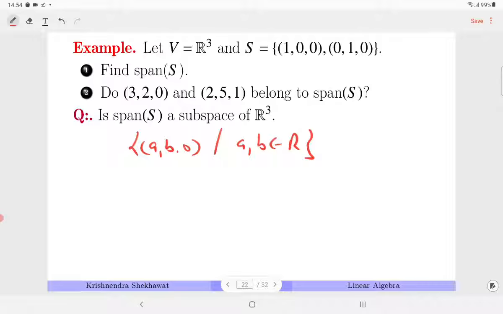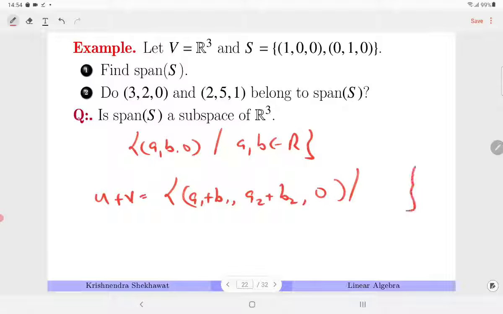Consider two vectors u and v. So u is equal to (a1, b1, 0), v is equal to (a2, b2, 0). You add them. So u plus v looks like (a1 plus a2, b1 plus b2, 0), which again belongs to span S, and so on. So span S is a subspace of R cube.